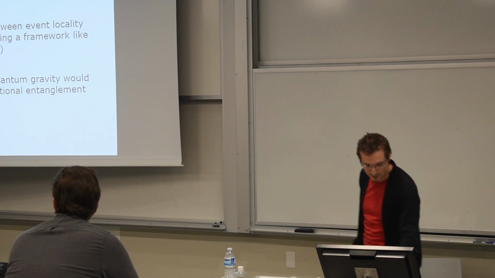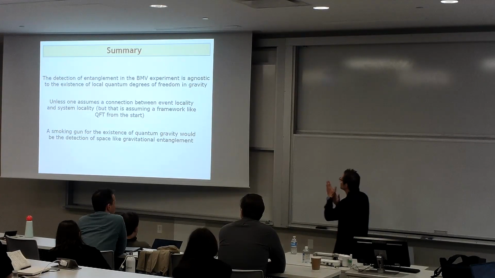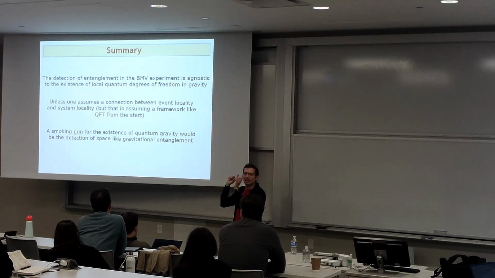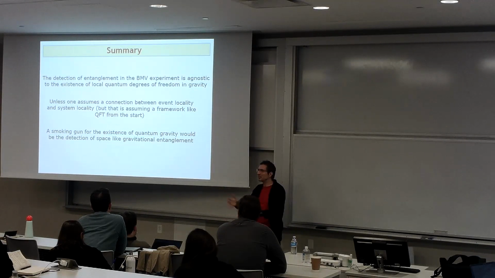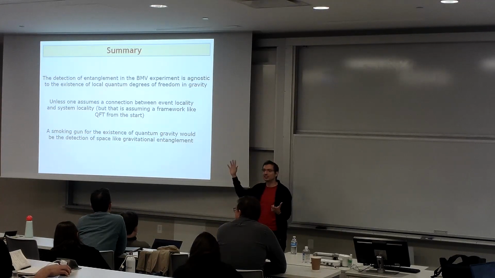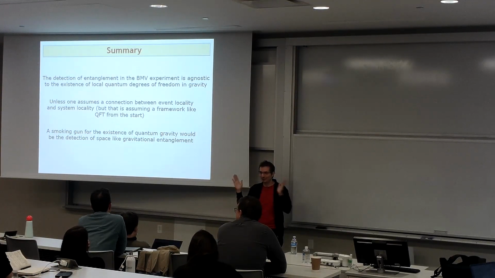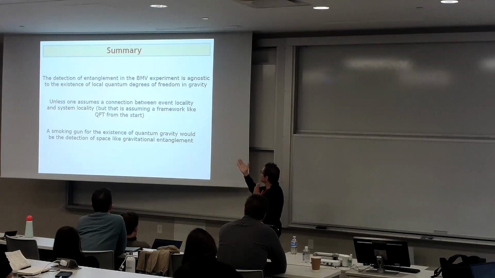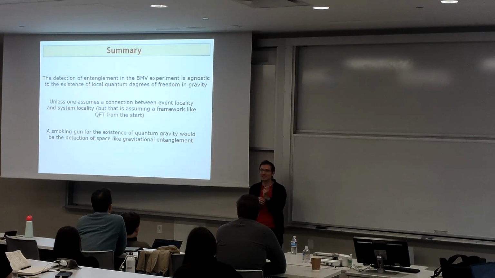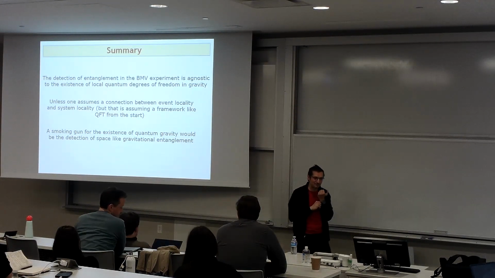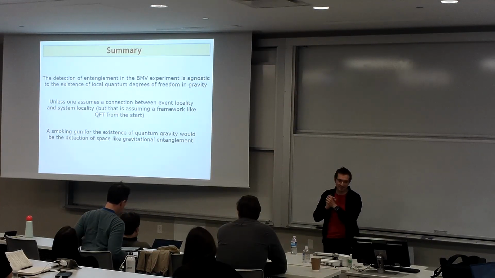Okay, so maybe just the last slide. I would argue that the detection of entanglement itself is agnostic. It's not agnostic to many things, but certainly agnostic to the existence of local quantum degrees of freedom in gravity. I give you a contact model that reproduces it. It's like JJ coupling in a way. Unless one assumes some extra connection between event locality and system locality, because certainly the model that I proposed is not local in the quantum sense. There are contact interactions, right? But I would argue that if you assume that, you're already assuming a framework like QFT, which maybe is what you set out to prove in the first place. So maybe it's not a good assumption to assume that the two are linked from scratch.